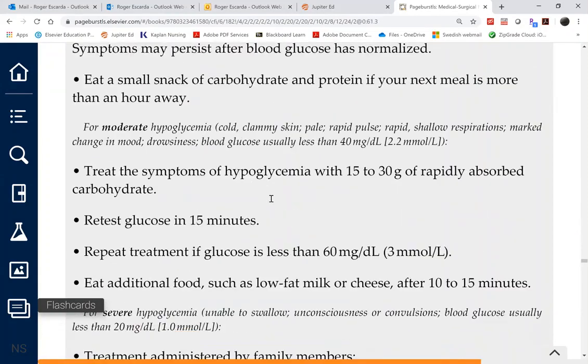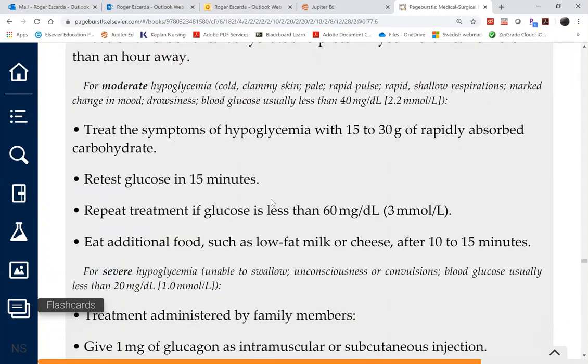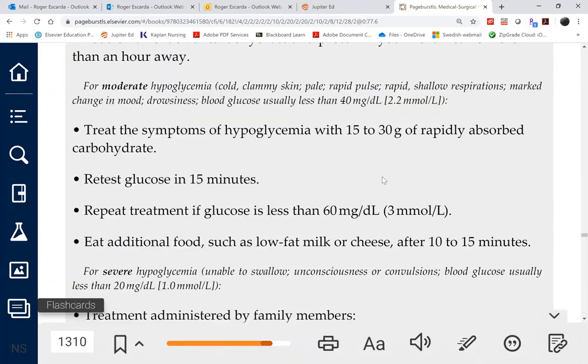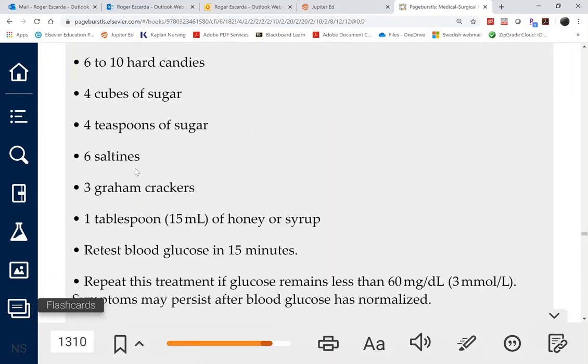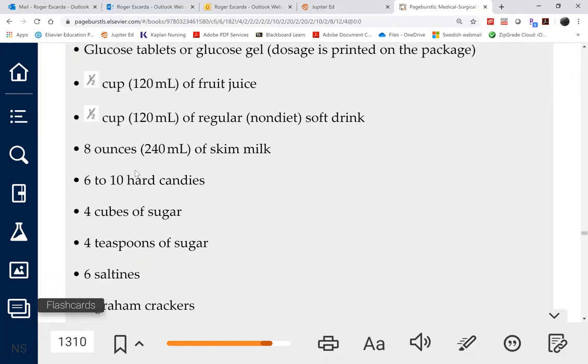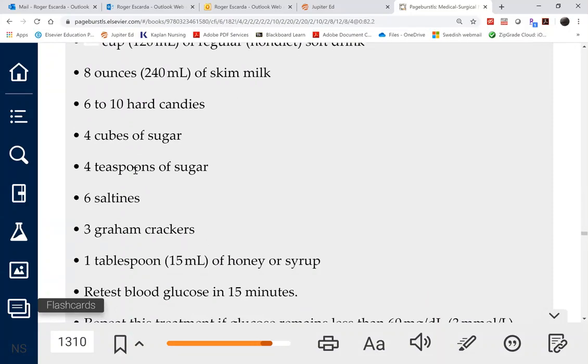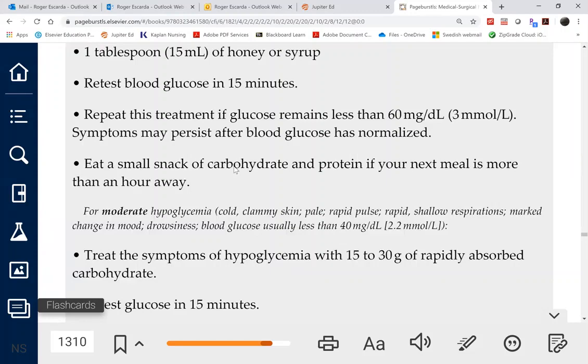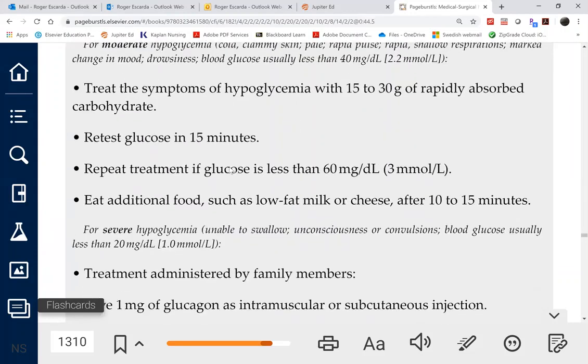And then if the patient's sugar is now between 20 and 40, that falls under moderate. The patient's symptoms are now the following. So we go from 15 to double now. We go 30 grams, which is double the amounts of these, or you give 2 of any of these combinations, right? So that should satisfy 30 grams of carbs.